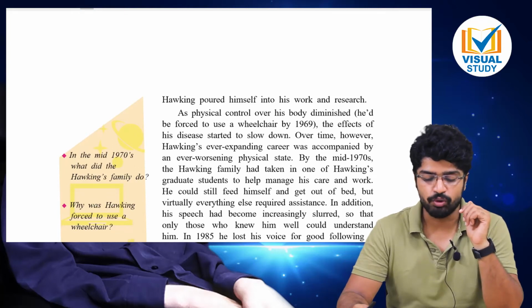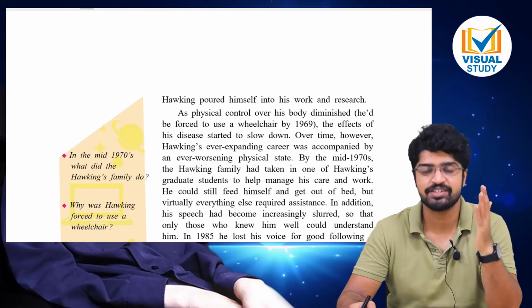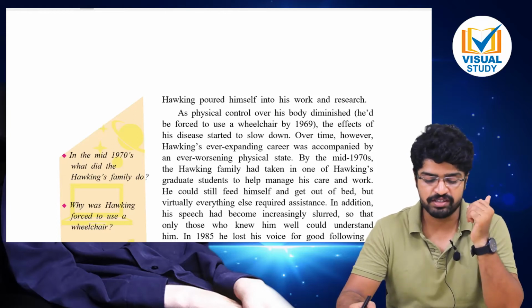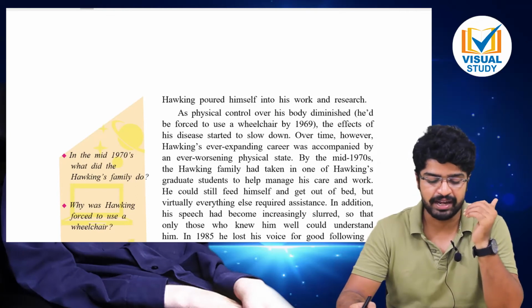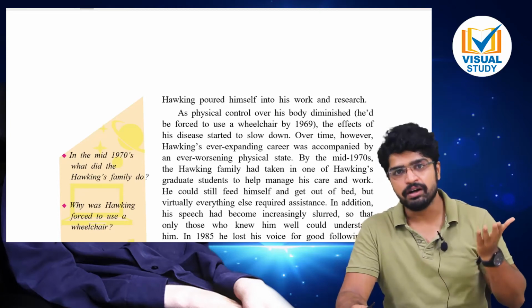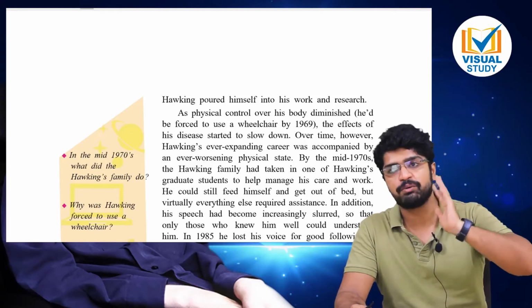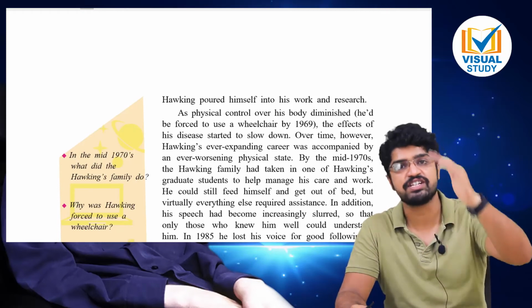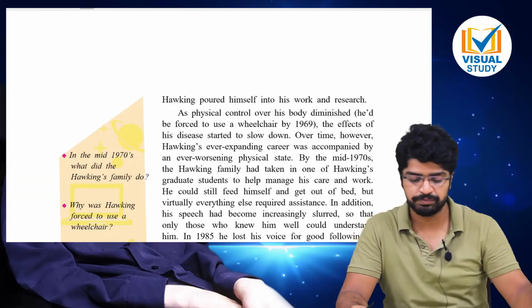As physical control over his body diminished, he would be forced to use a wheelchair by 1969. The effects of his disease started to slow down over time. However, Hawking's ever-expanding career was accompanied by an ever-worsening physical state. So what happened? On one side, his career was growing, it was flourishing, and on the other side, his physical condition was going down.